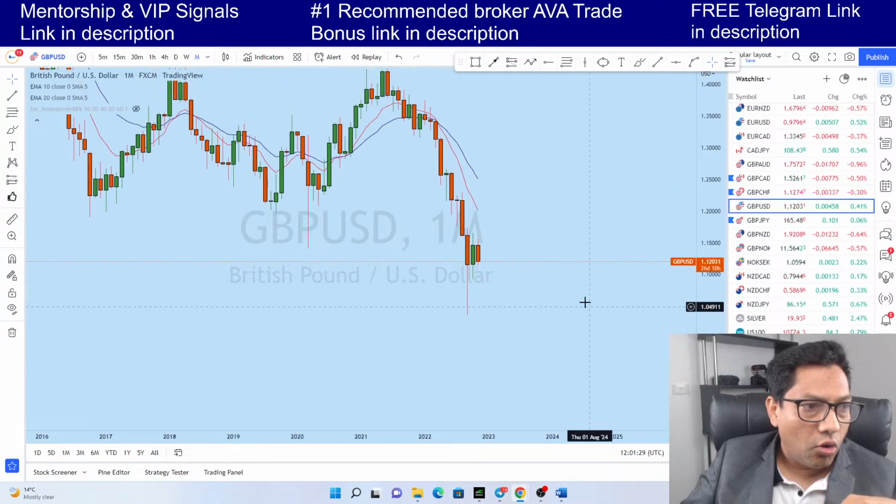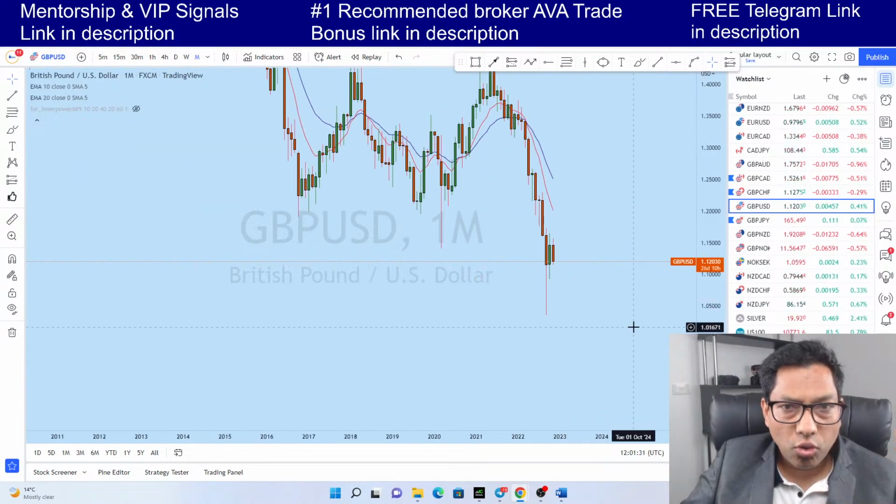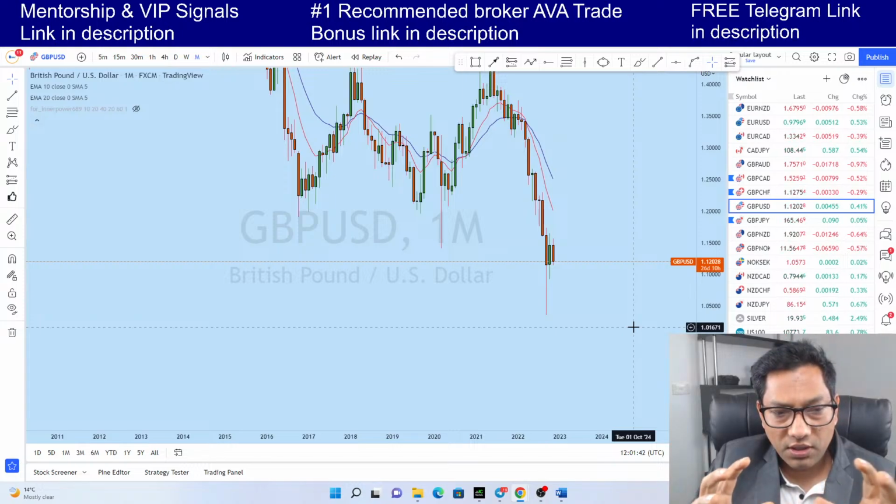Now if you look at the overall picture, why do I always look at the overall picture? Because the long-term picture is always depicted in trading. If you have been trading for some time, you know how important it is to analyze multiple time frames. As a trader it is very important.